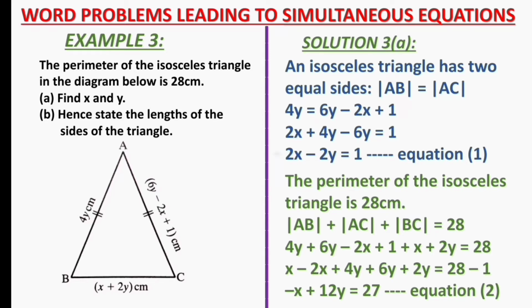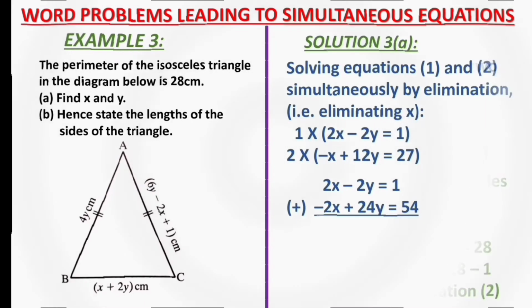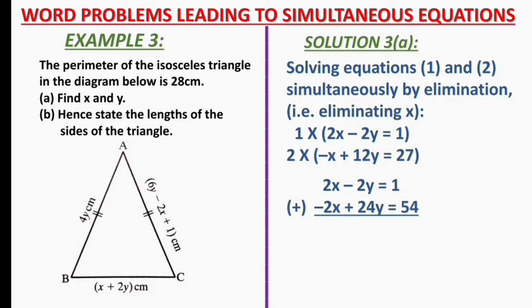Now, having gotten two equations from this word problem, which are equation 1 and equation 2, let's solve these two equations simultaneously to find x and y in question 3a. Solving equations 1 and 2 simultaneously by elimination. Here I wish to eliminate x.